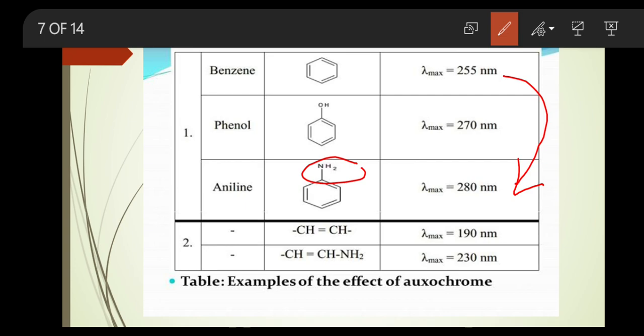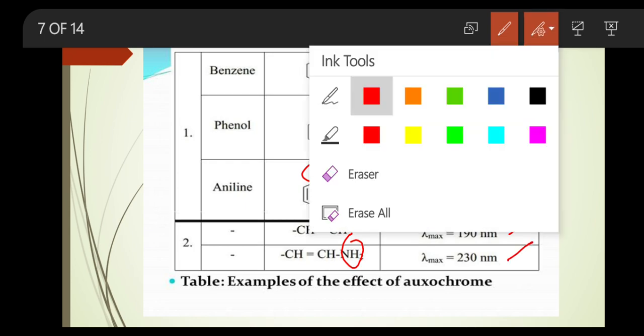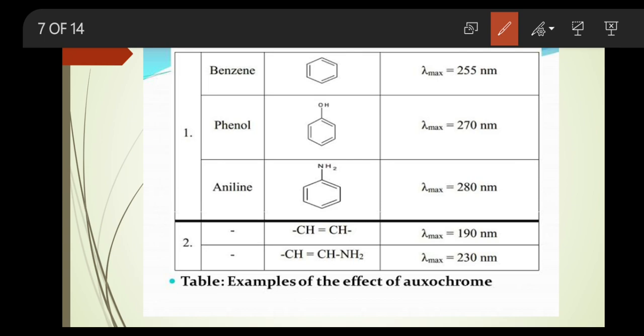Similarly, in the second example also, this is a simple pi system which is having 190 nanometers of absorption. Whenever you add an NH2 group, an auxochrome, then the lambda maximum is increasing to 230 nanometers. So in this way, the effect of auxochrome will be there.